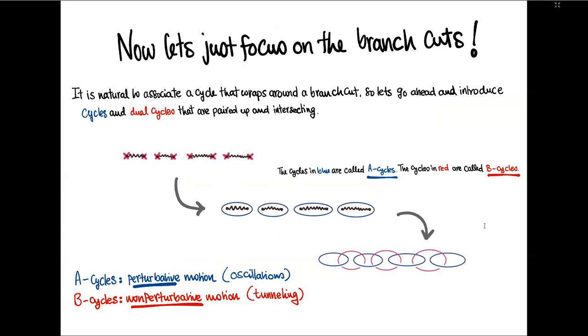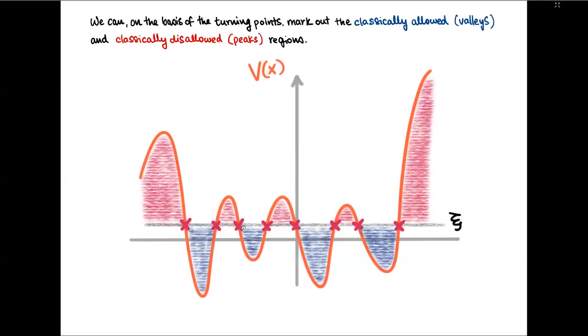So let's go ahead and do that. Let's introduce a set of cycles and also a set of dual cycles that intersect canonically with them. The cycles in blue are what I'll call the A cycles, and the cycles in red are what I'll call the B cycles. The A cycles correspond to perturbative motion, or small oscillations. You'll see from this picture that there are branch cuts connecting the tops of these valleys.